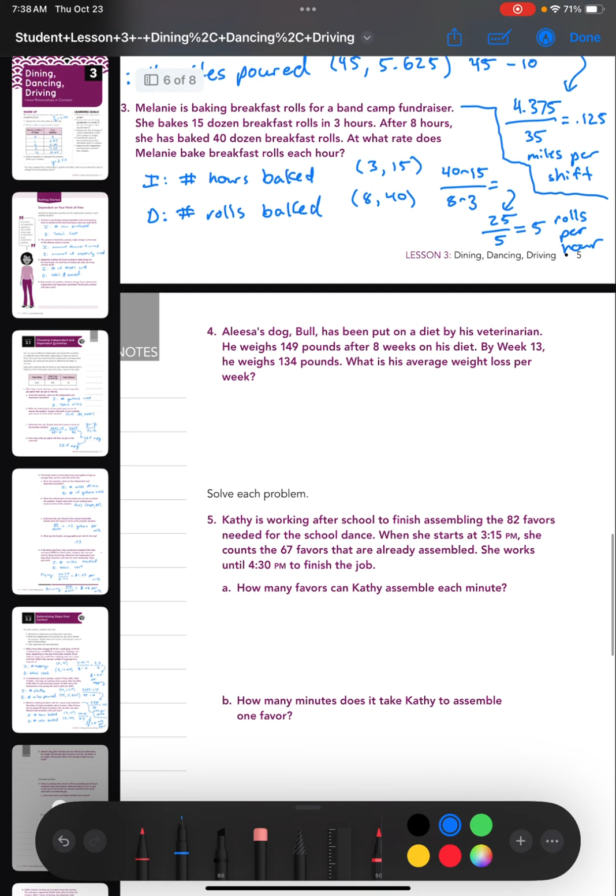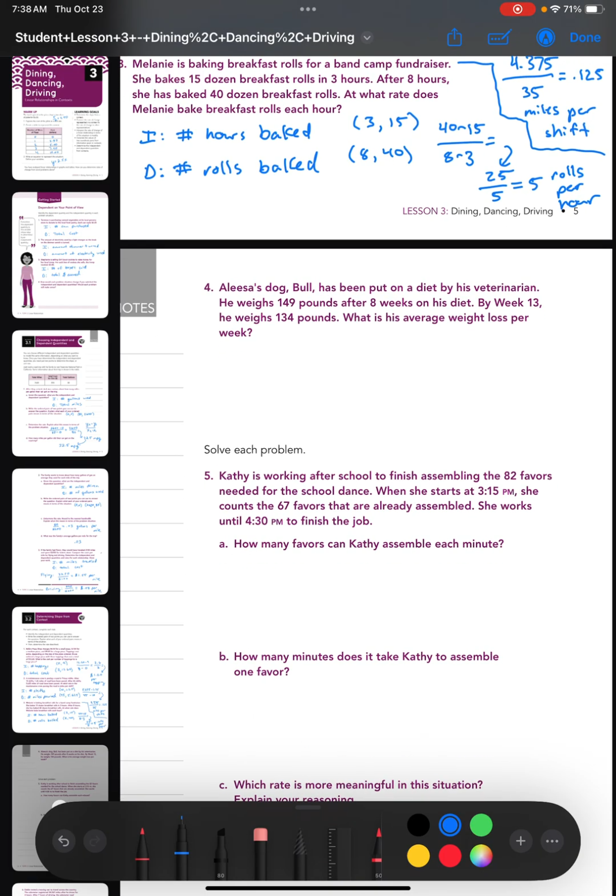All right, and one more of those, number 4 at the top of the next page. Elise's dog Bull has been put on a diet by his veterinarian. He weighs 149 pounds after 8 weeks on his diet. By week 13, he weighs 134 pounds. So his average weight loss per week is what we're looking at here.